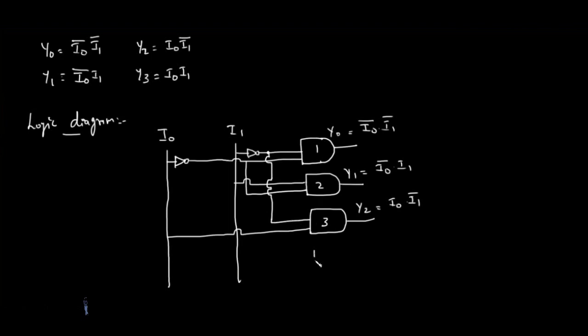So the last AND gate, this is AND gate number 4. The AND gate which gives you y3. Y3 is nothing but I naught and I1. So directly you can connect I naught and I1, right? So this is the logic circuit of a 2 cross 4 decoder.